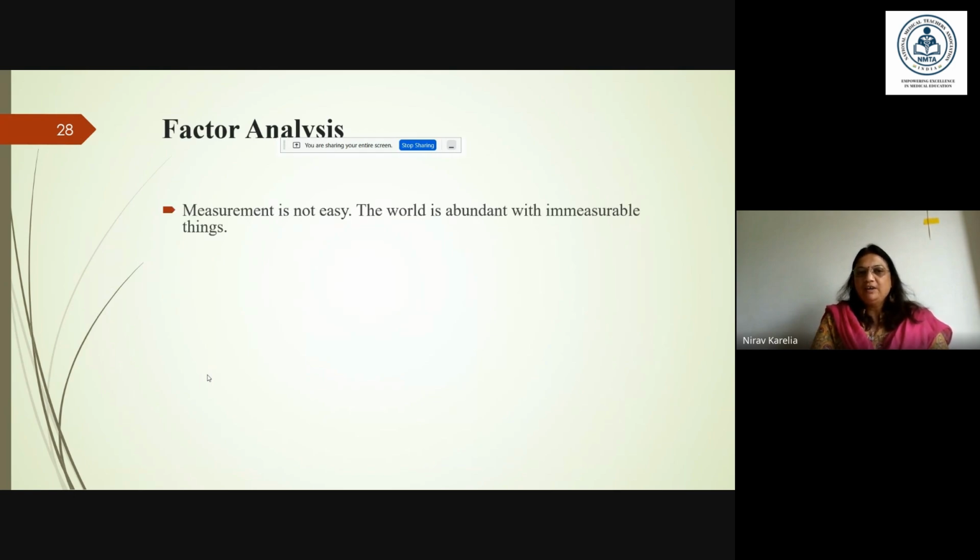Now come to the factor analysis. What we saw in the previous slide, factor analysis is applied where you can't label any variable as dependent or independent variable. So this is the second thing. And factor analysis is mostly used for immeasurable things. Some information you can't put in data, or I can say qualitative research.